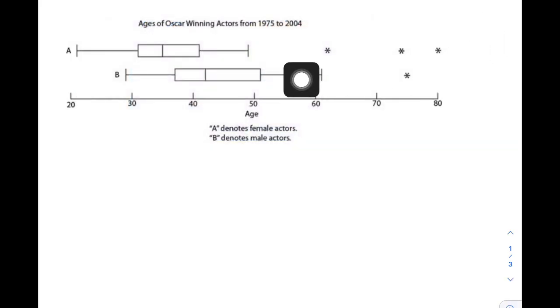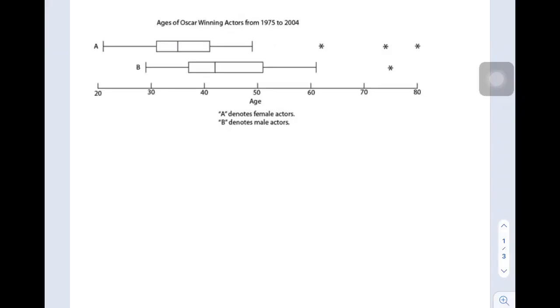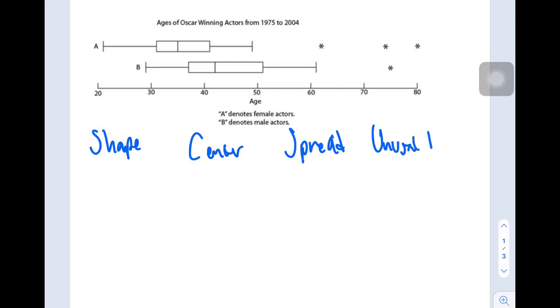And then the second box plot B here, this is referencing the male actors. And we can see that the distribution looks a little different. So we want to compare these two distributions. In comparing these two distributions, we want to talk about the shapes, the center, spreads, and then any unusual features. And then very quickly, we'll go through each of these.